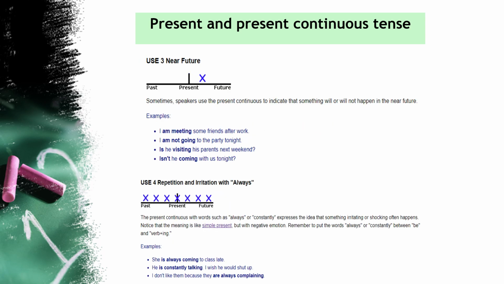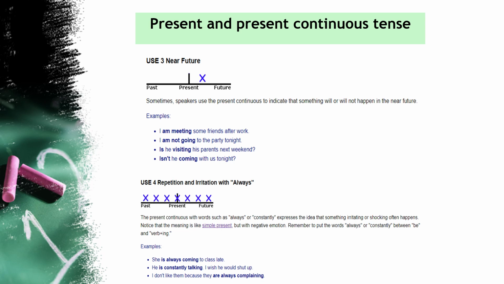Another case is something happening between the present and the close future, as we said before. I'm meeting some friends after work. I'm not going to the party tonight. Is he visiting his parents next weekend? Isn't he coming with us tonight?